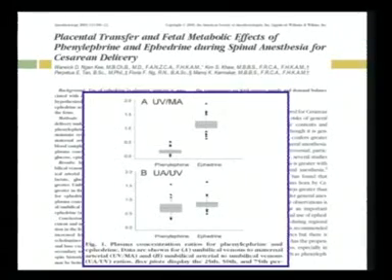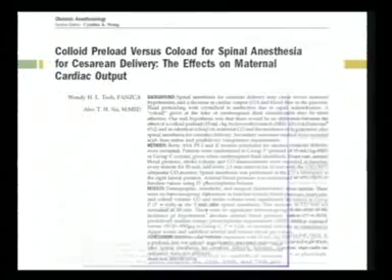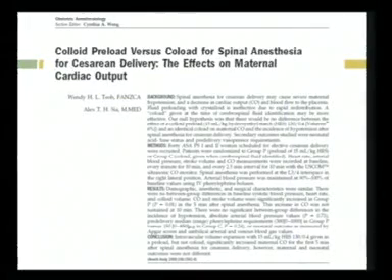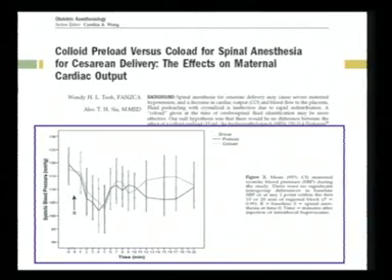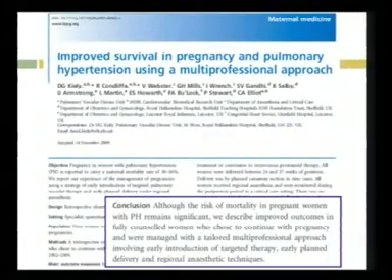One of them addressed the issue of ephedrine versus phenylephrine, and it said that actually ephedrine is bad for the fetus because it crosses the placenta and causes an increase in metabolism in the fetus and thereby a decrease in the pH in the fetus, whereas phenylephrine was safe in the case of the pregnant woman. Another article talking about crystalloid preload versus colloid co-load in spinal anesthesia up to the level of T4 found that both strategies do not prevent the spinal hypotension in any way.